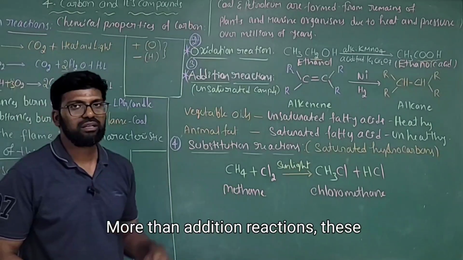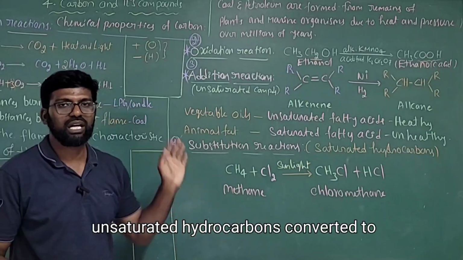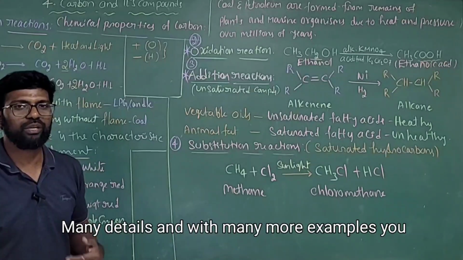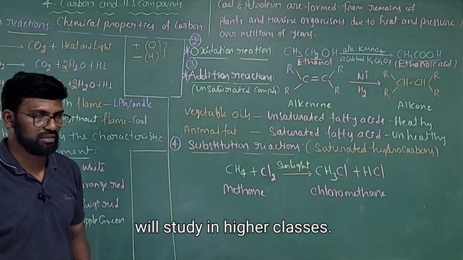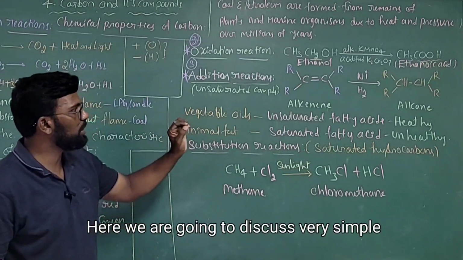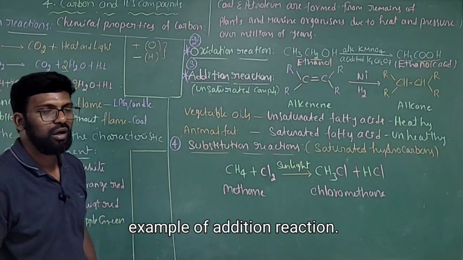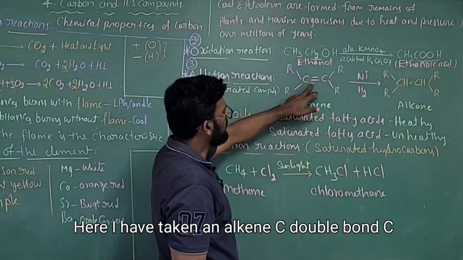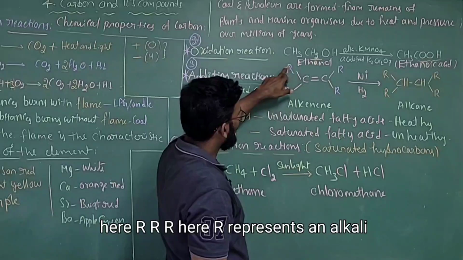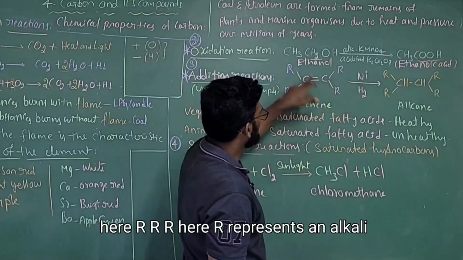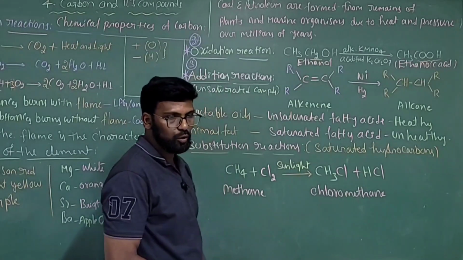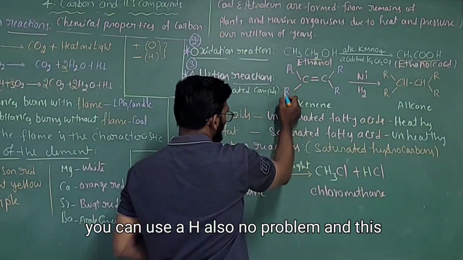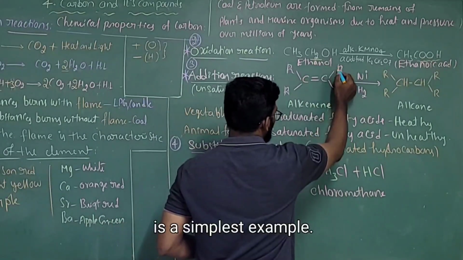During addition reactions, these unsaturated hydrocarbons are converted to saturated hydrocarbons. Very detailed study with many more examples you will do in higher classes. Here we are going to discuss a very simple example of addition reaction. Here I have taken one alkene, C double bond C, with R. Here R represents an alkyl group, or simply in the place of R you can use H also, no problem. And this is the simplest example.